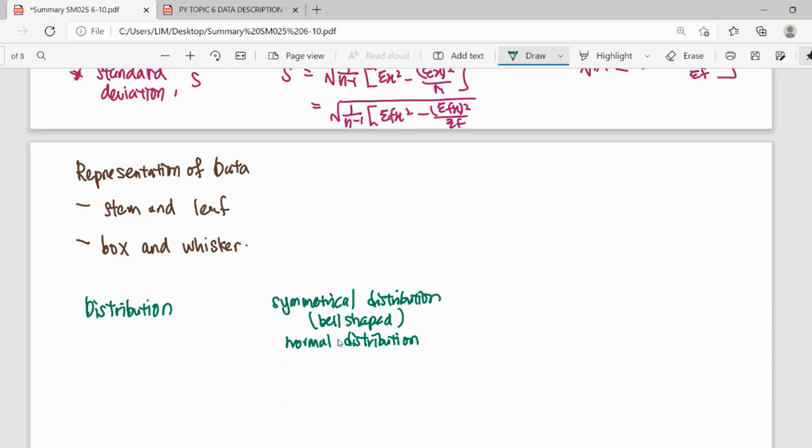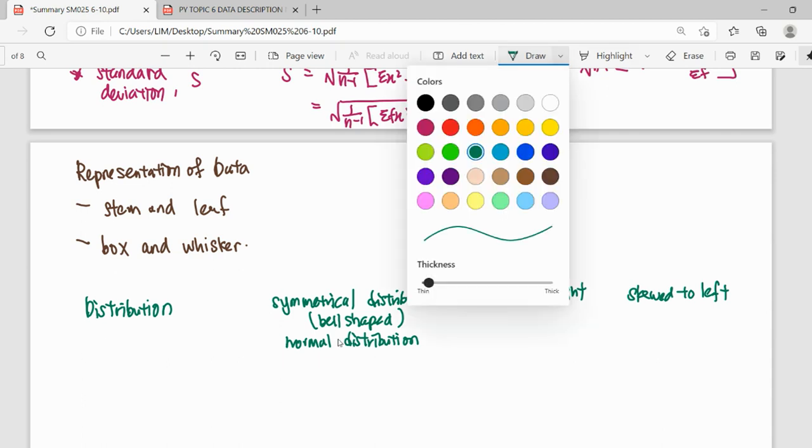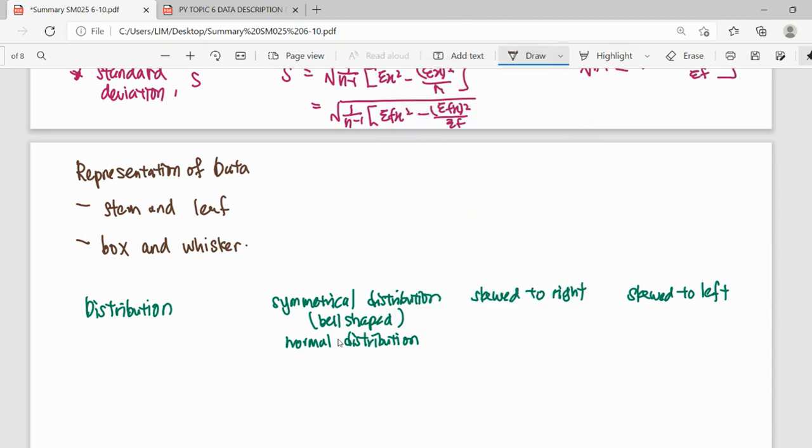Sometimes you can get your data skewed to the right, or you can get your data skewed to the left. So when you draw your stem and leaf, when you have a symmetrical distribution, you can see it in your stem and leaf.